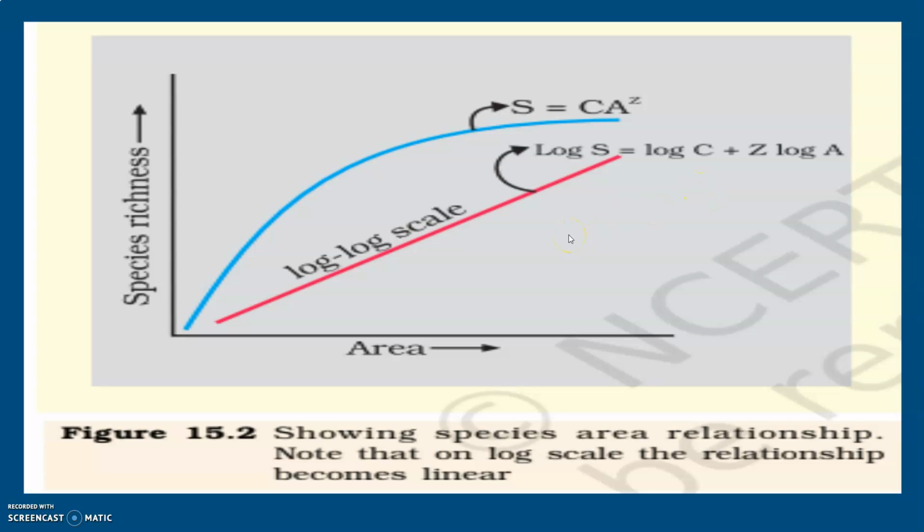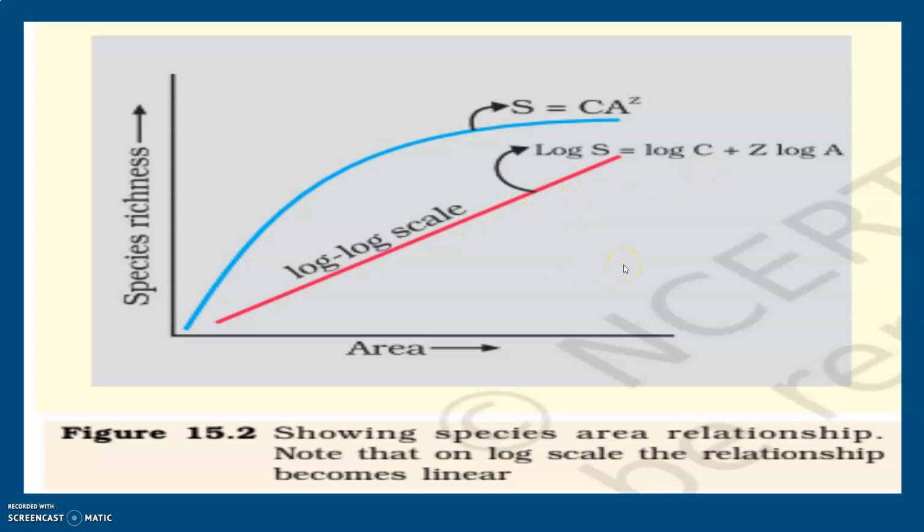So ecologists have discovered that the value of Z lies in the range of 0.1 to 0.2 regardless of the taxonomic groups or the region, whether it is plants in Britain, birds in California, or mollusks in New York. The slopes of the regression line are amazingly similar.